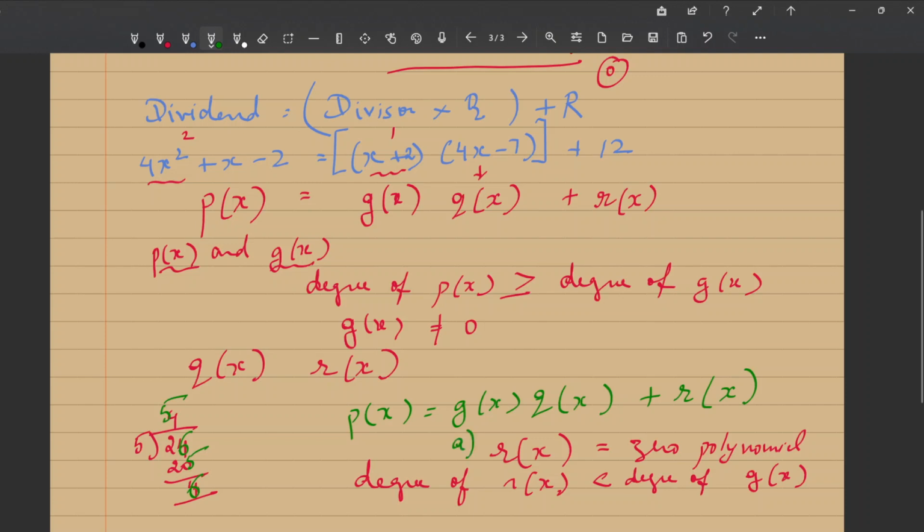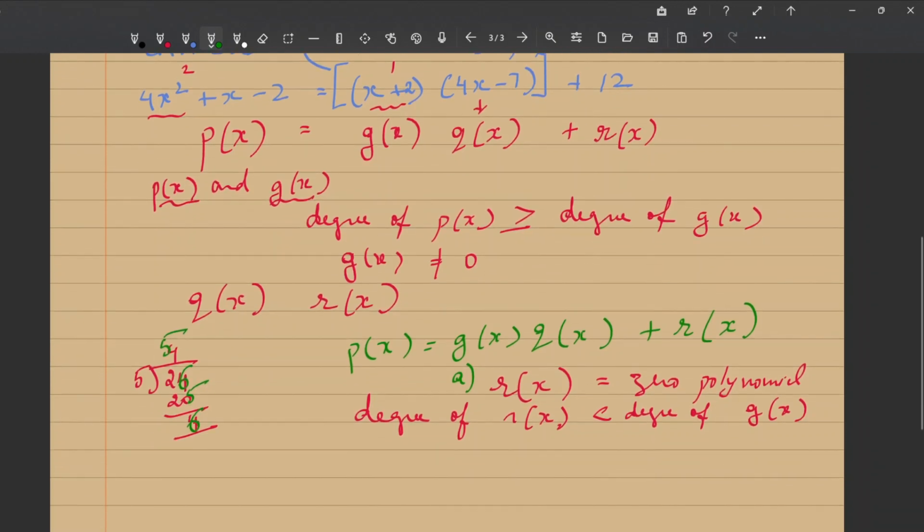One is r of x, either it's a 0 polynomial or the degree of the remainder is less than the degree of the divisor g of x. Fine. So this is our polynomial division. I hope you understand. In my next video, let us see a hint for the remainder theorem. We'll do one more division and look into the remainder theorem a little. Of course, the proof I'll do later. But this long division gives you a hint to the remainder theorem. So thank you. I hope you understood.